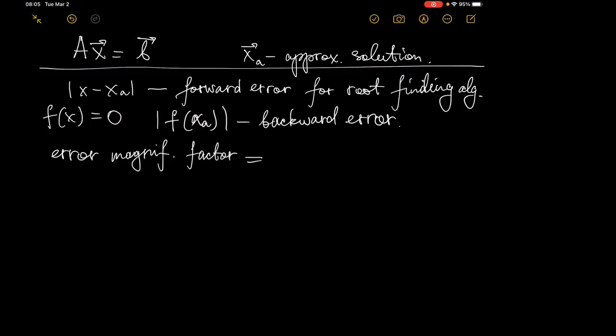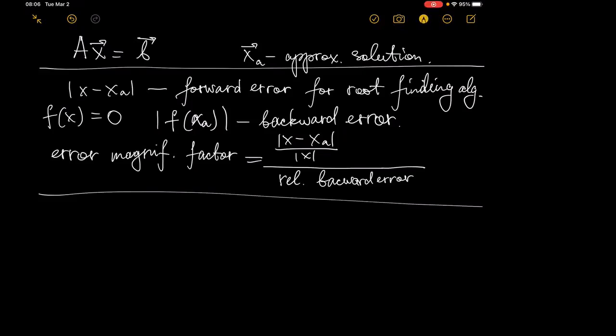It was the following: magnitude of X minus X_A divided by magnitude of X. And here was, okay, I just write it like that, relative backward error. Okay, so now we have a different situation, right? So we have, first of all, for example, if we consider exact solution X and subtract our approximate solution, we will get a column vector, right?